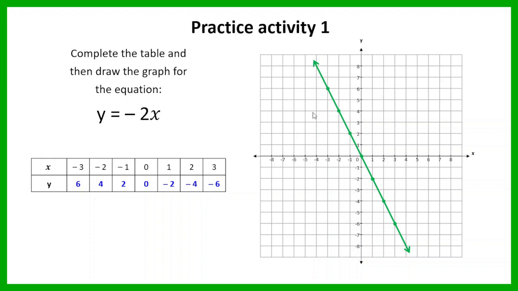And then we also are going to label our graph with the equation. So over here, I've got y equal to negative 2x, like that. So that's what we should have got for activity 1. Okay, so now let's go and have a look at an example with a different kind of equation from the ones that we've done so far.